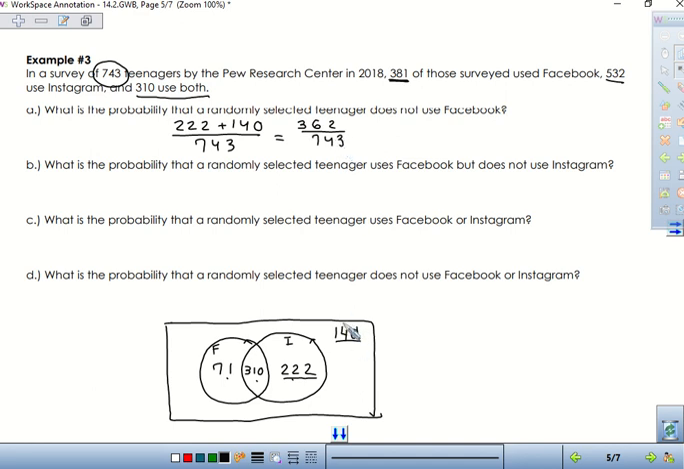I'm going to leave them as fractions, but you can divide them to get decimals too. What is the probability that a randomly selected teenager uses Facebook but does not use Instagram? So how many people here use Facebook but not Instagram? 71.